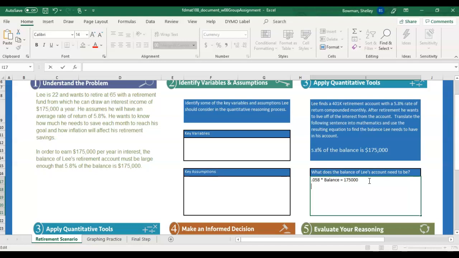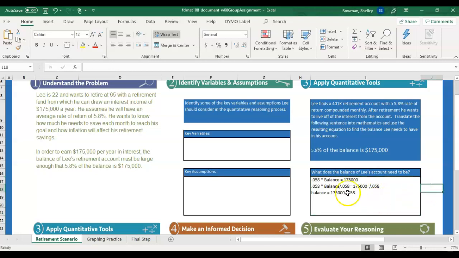The next thing is I want to solve, so I'm going to divide both of these sides by 0.058. To do that, I'm just going to copy this, Control C, and paste, Control V, and show that I'm dividing both sides by 0.058. On the left hand side, everything cancels out and I'm just left with the balance, and that equals 175,000 divided by 0.058, and I can do that as a calculation out here. So I'm just going to copy, Control C, and then come over here and press Control V to paste, and it will give me my total.